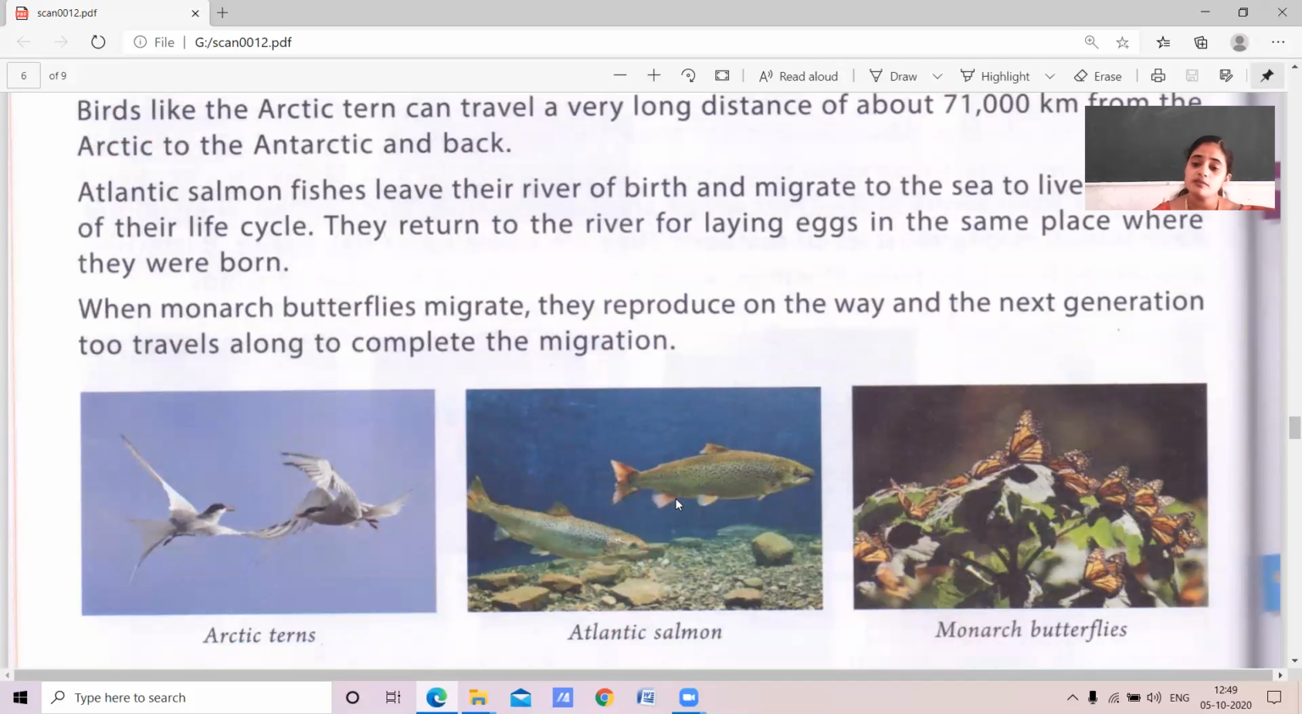Have you seen this one? The butterflies. That is a monarch butterfly. What will they do? They will also migrate from one place to another place and they will lay eggs. They reproduce on the way and the next generation too travels to complete the migration process.